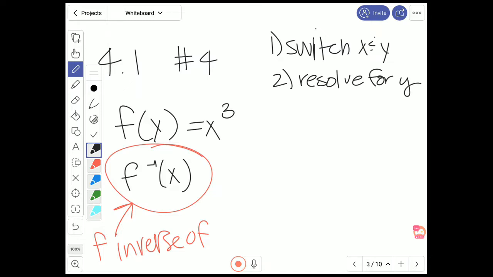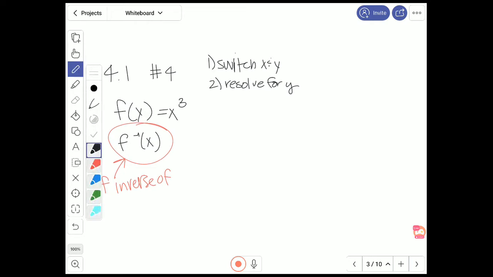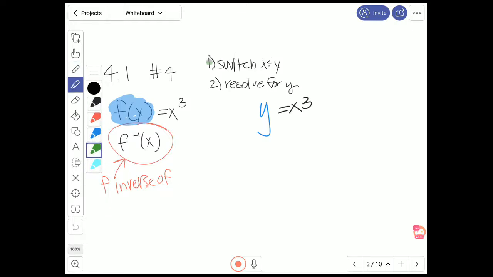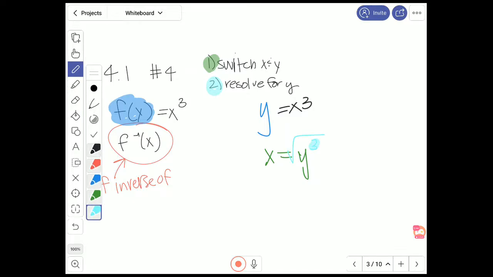I don't have y in this problem explicitly, but remember that f of x is really the same thing as y. So this problem is y equals x cubed, but step number 1 tells me to switch x and y. So x equals y cubed. And then step number 2 tells me to resolve for y. So I'm just trying to get y by itself. Well, the thing that's keeping y from being alone right now is this cubed. So to get rid of it, I would need to do the opposite of cubing, which is to cube root both sides. So this would mean the cube root of x equals y, or, because this was the inverse, it'd really be the cube root of x equals f inverse of x. So that would be the answer that it's looking for to this question.